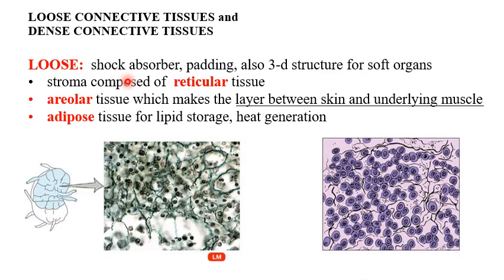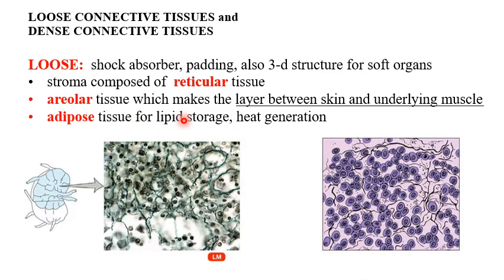Okay, and let me see here. All right, so I mentioned this areolar is a layer between the skin and underlying muscle. Okay, so also adipose tissue is important for energy storage and for shock absorption, right? So this is all the functions of your loose connective tissue.